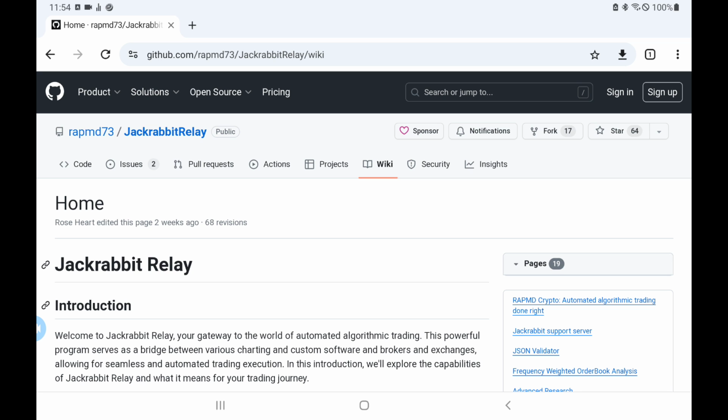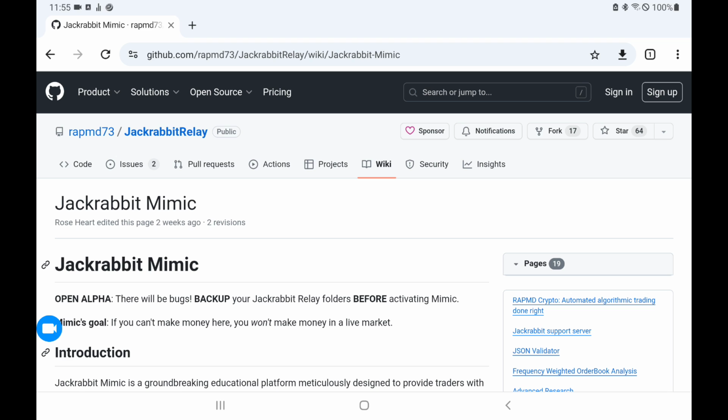You have to have Jackrabbit Relay installed. Please be sure to follow those videos appropriately for its installation if you have not done so. Now, looking at the Mimic wiki page, back up all of your system before trying to activate Mimic. Take this precaution just in case. Even though I am running this thing aggressively and heavily, beating it into the ground, don't take shortcuts on protecting your existing system.